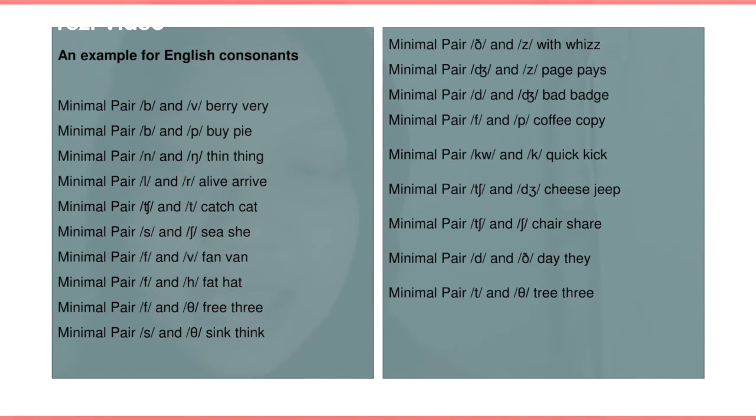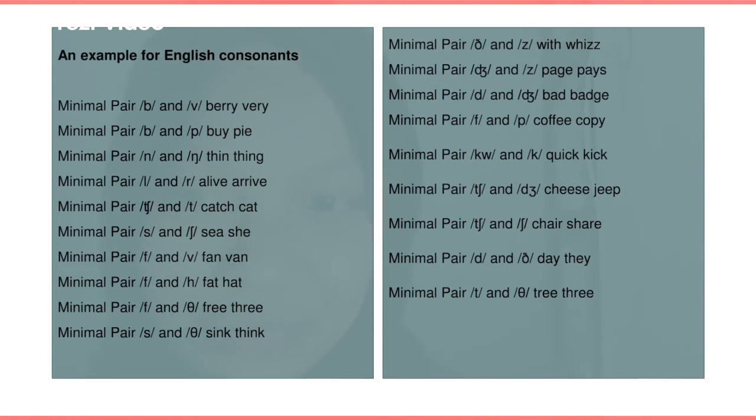Minimal pair N and NG, for example, is thin and thing. Minimal pair L and R, for example, is alive and arrive. Minimal pair of Ch and Th, for example, is catch and cat. Minimal pair S and Sh, for example, is she and she.